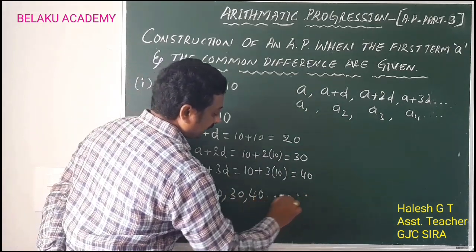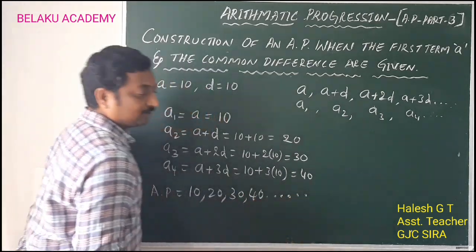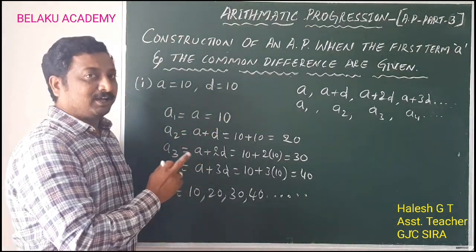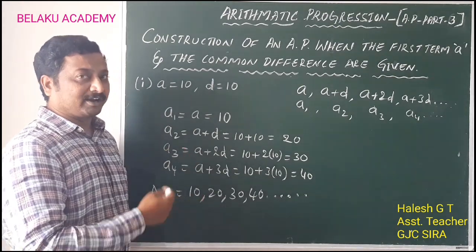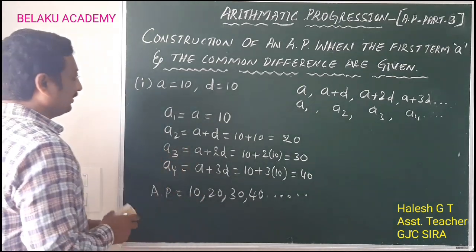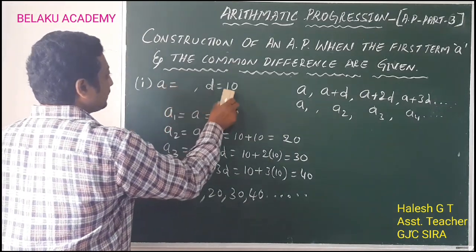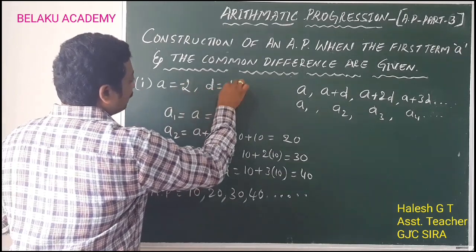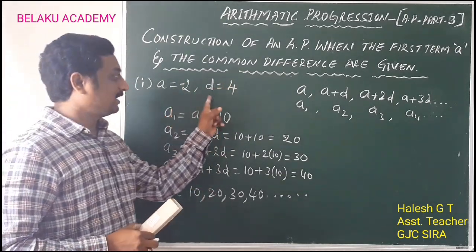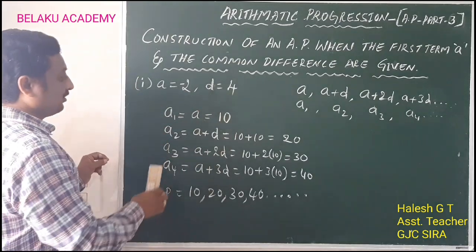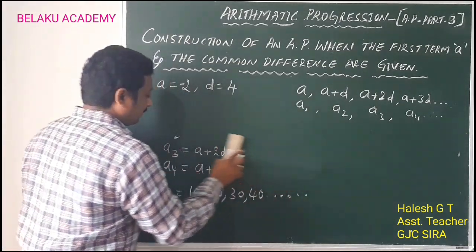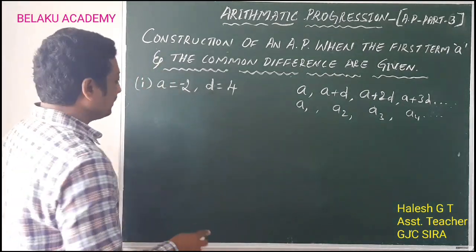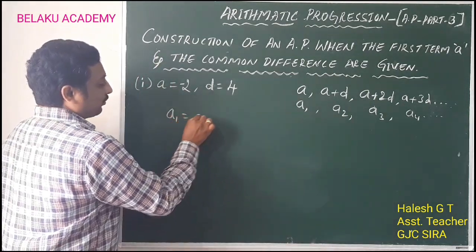We can find any term of this AP using the general form. So I hope you understood. Let us take one more example to concretize the concept. So I will take now A is equal to minus 2 and D is equal to 4. Let us find the first four terms of the AP which consists A as minus 2 and D is equal to 4. Now first term A1 is equal to A itself.